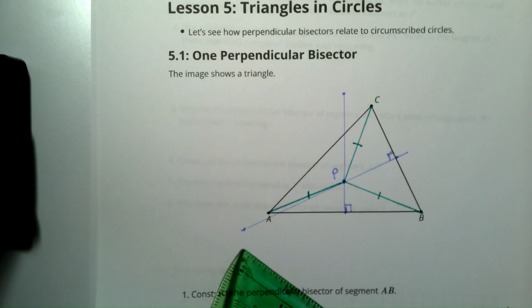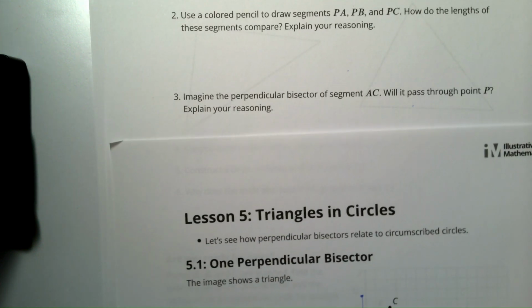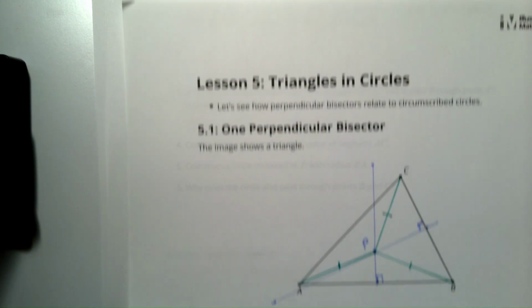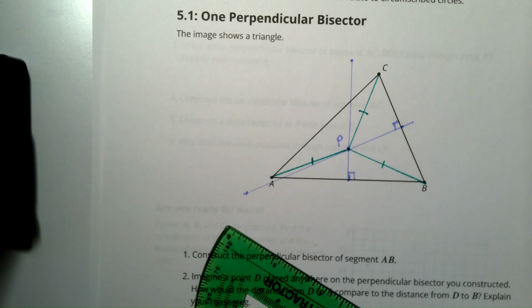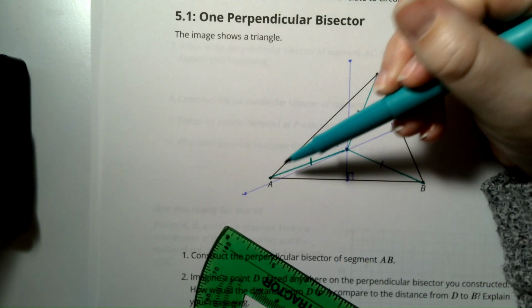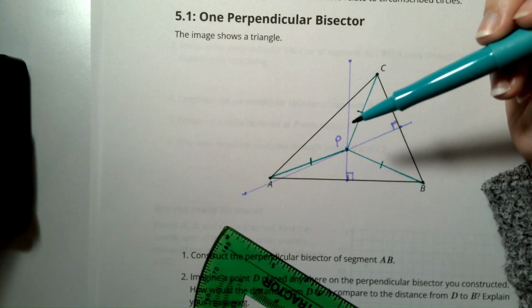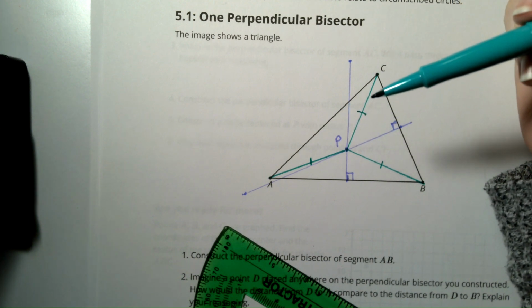Okay, so let's look at the next question. Imagine the perpendicular bisector of segment AC. Will it pass through point P? Explain your reasoning. So now we imagine that we drew the perpendicular bisector of this side here. Will it go through P? And how do we know why or why not?